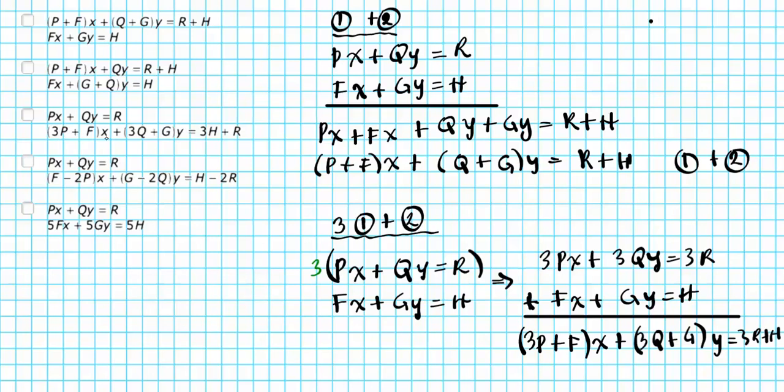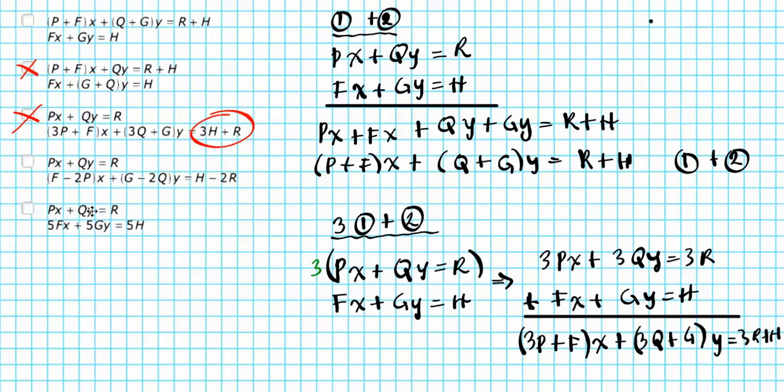3p plus f times x, good. 3q plus g times y, good. We have a problem. This is 3h plus r. That is incorrect. You have to triple the constant in the first equation and add it to the second equation. This is wrong. So this piece right here messes up the setup. This is not 3 times 1 plus 2, it is something else. So option 3 is eliminated.